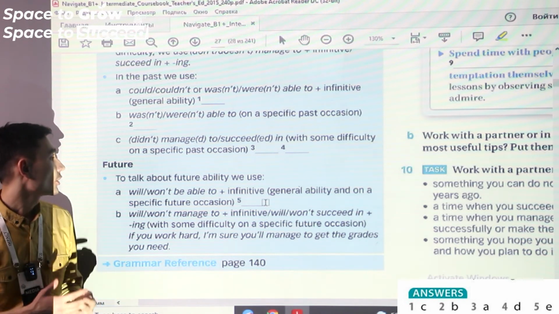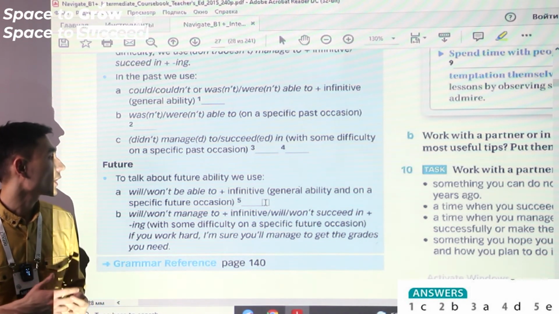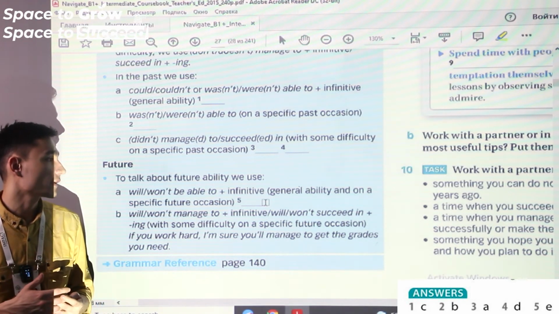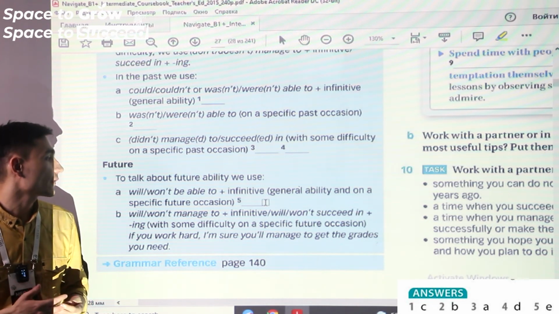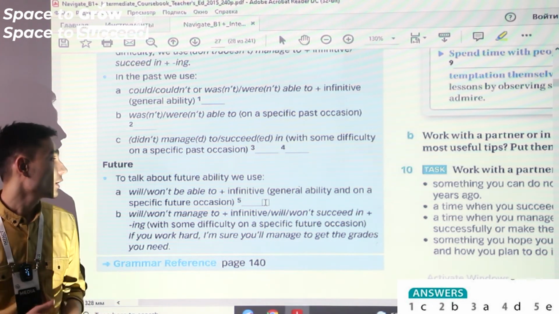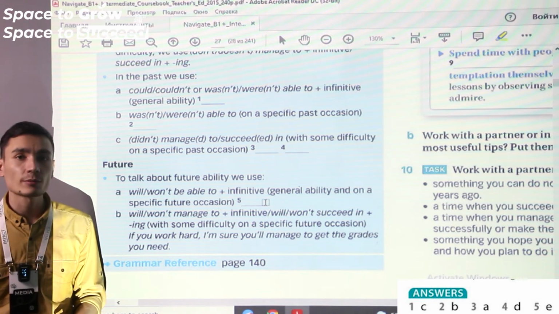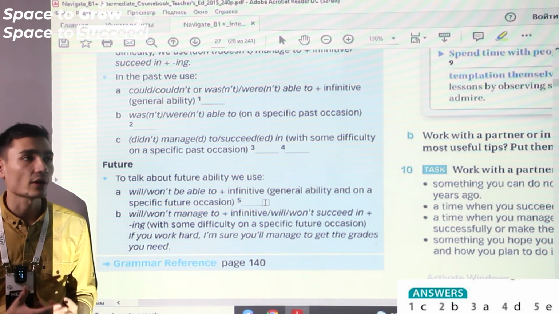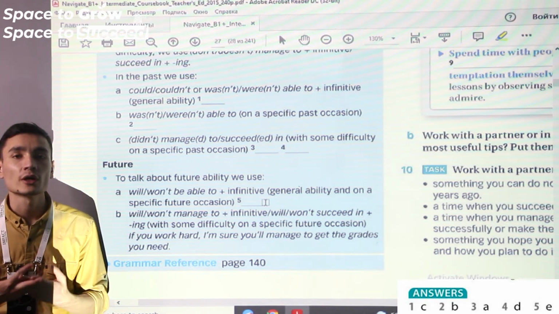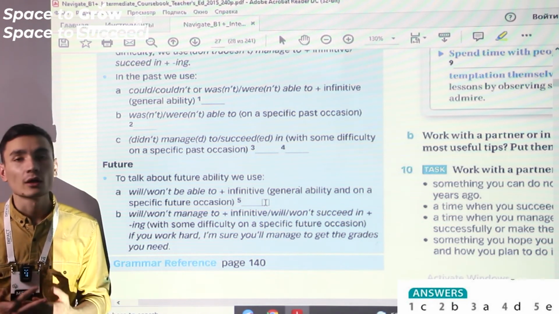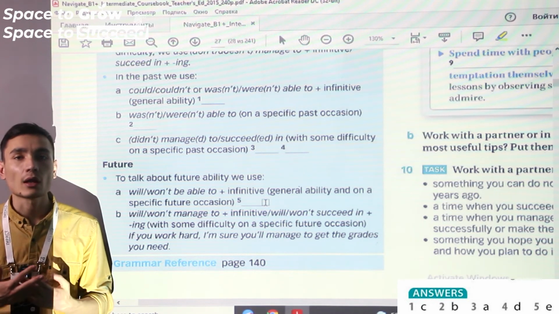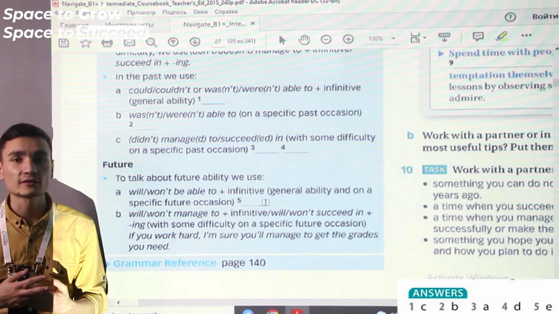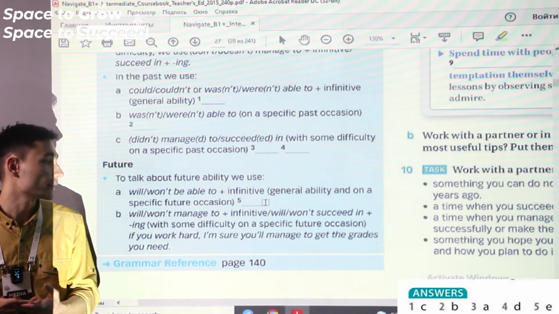And here, future. To talk about future ability, we use will, won't plus be able to plus infinitive for general ability and on a specific future occasion. As you see, we use will, won't be able to for general ability and for specific ability in a specific situation. For example, in the future, I will be able to travel to foreign countries, or tomorrow I will have a really important test. I hope I will be able to pass this test.